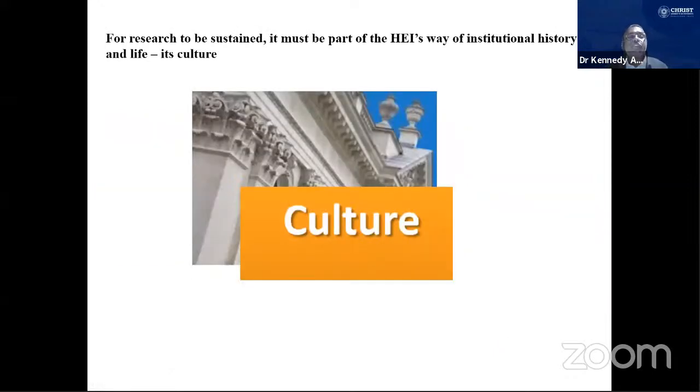Secondly, for research to be sustained, it must be part of the higher education institution's history, life, and culture. Culture is not built today or tomorrow; it is built over time. So your past, present, and future play a critical role. If you want to be a research institution in the next decade, please start the work today.